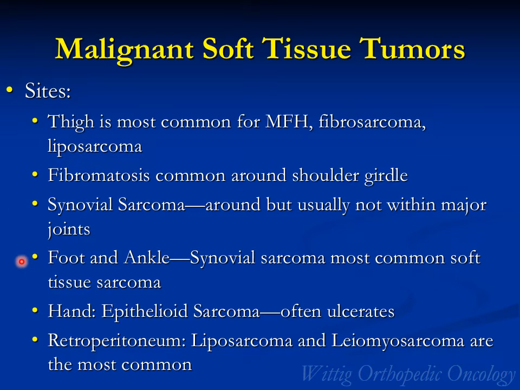In terms of the foot and ankle, synovial sarcoma is the most common soft tissue sarcoma in the foot and ankle. And in the hand, epithelioid sarcoma is the most common soft tissue sarcoma, which often ulcerates. In the retroperitoneum, liposarcoma and leiomyosarcoma are the most common soft tissue sarcomas.